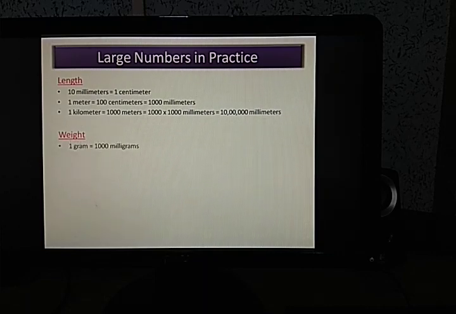First is 1 gram equals 1000 milligrams. 1 gram, the unit, is equal to 1000 milligrams. Next, 1 kilogram is equal to 1000 grams. And if you convert to milligrams, it will be the same as kilometer. So I hope you have understood this much.